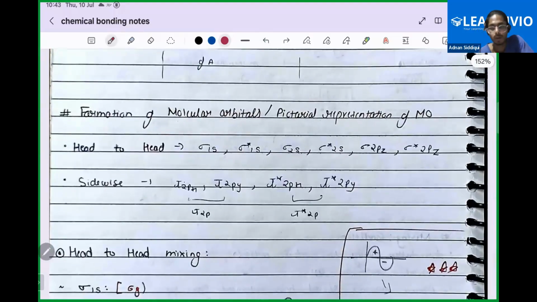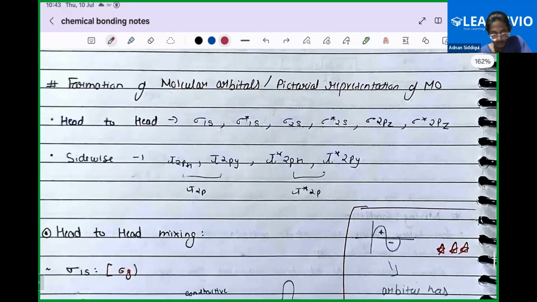Before going into our molecules and understanding how they are merging, we have to understand the basics: what types of bonding, and what terms are going to be used for molecular orbital theory. So let us get familiarized with that first. Formation of molecular orbital, pictorial representation of molecular orbital.